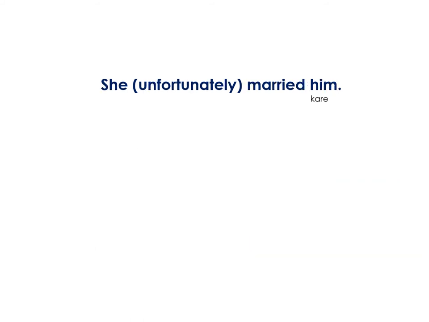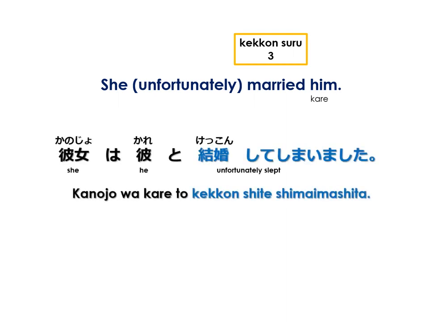Next example, she married him. To marry is kekkon suru, a category 3 compound verb. Here we conjugate suru, but not kekkon, which is the noun part of the compound verb. To give a tinge of regret about the marriage, that it wasn't a good fit, in Japanese we say, kanojo wa kare to kekkon shite shimaimashita.